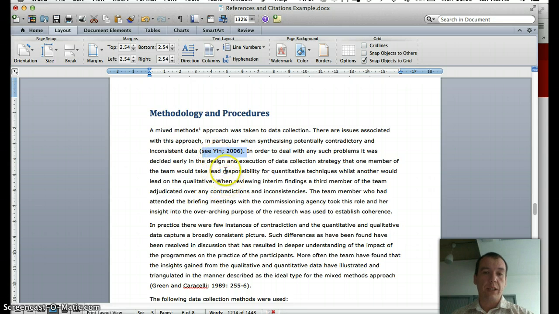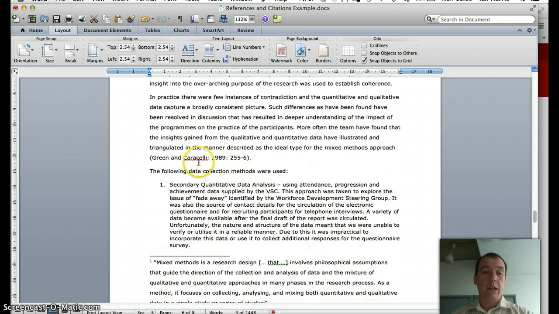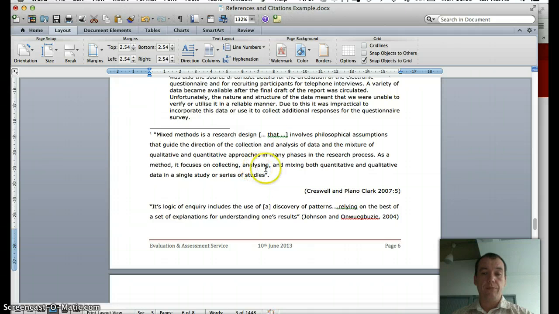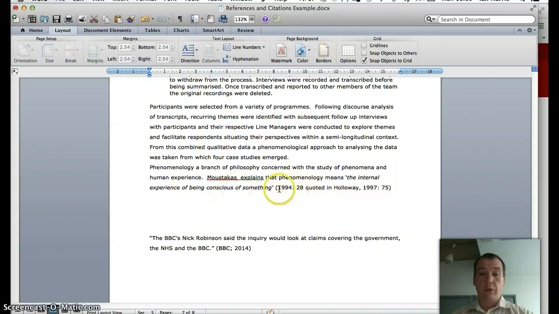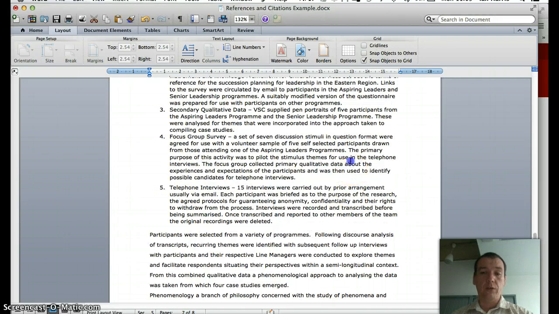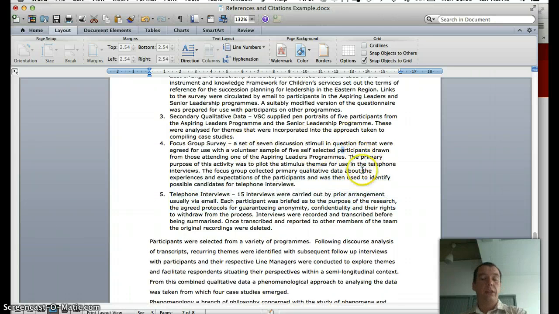That's a citation to a text by a man called Yin. Here, this is a citation to another text, a journal article by people called Green and Caracelli. Here's a book by Creswell and Plano Clark. There's another citation there. And look, we've got another one here. So citations are all things that we see all the time.